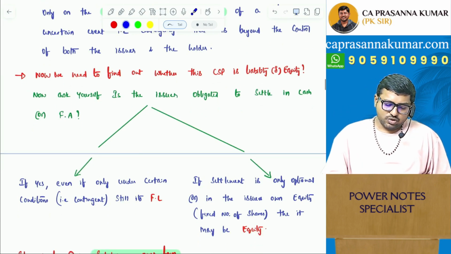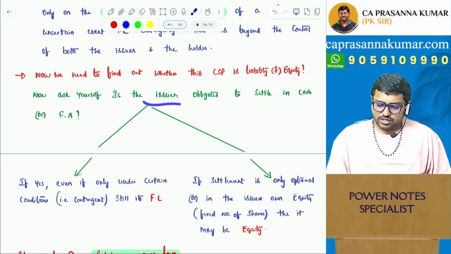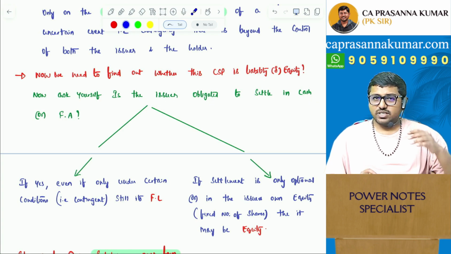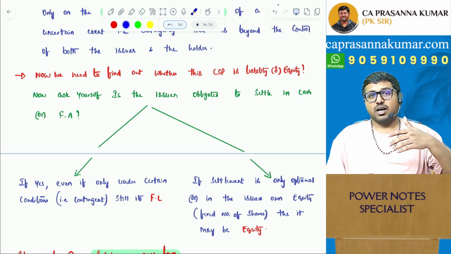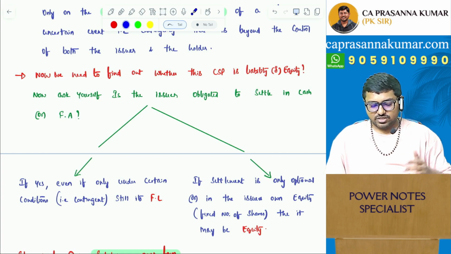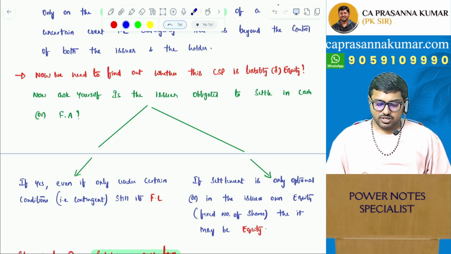Okay. So, if the answer is yes, if the issuer is obligated to settle in cash, obviously there is a contractual obligation to pay cash. Definitely, it will be a financial liability, even though it is contingent.